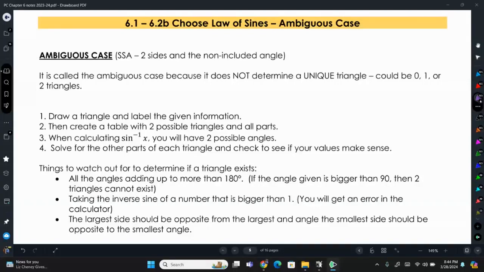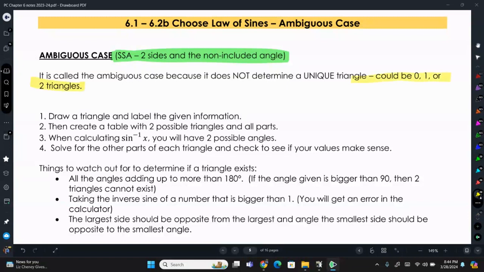So the second part of our law of sines and cosines exploration is talking about the ambiguous case, and we referenced it a little bit yesterday. The ambiguous case occurs when you have two sides and a non-included angle. So that means that the angle is only touching one of the sides that you are given. And it's called the ambiguous case because we could have 0, 1, or 2 triangles with that information.